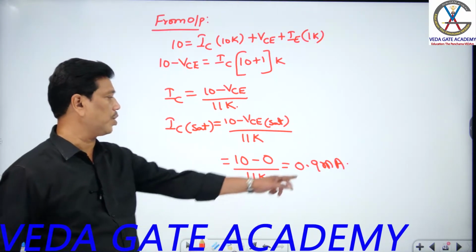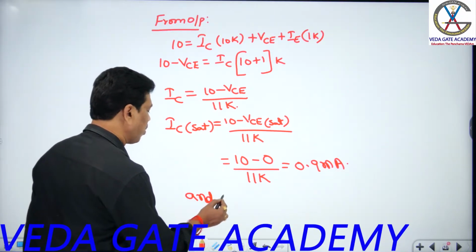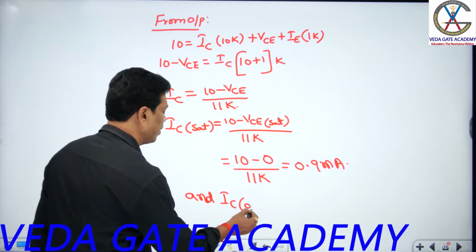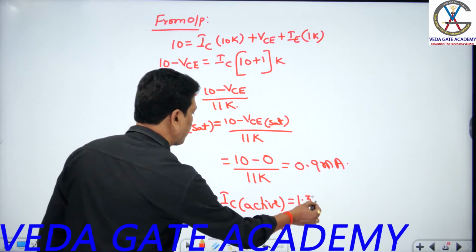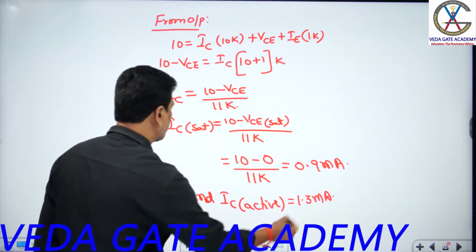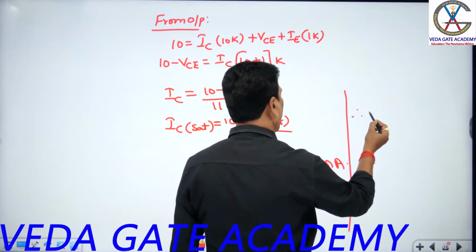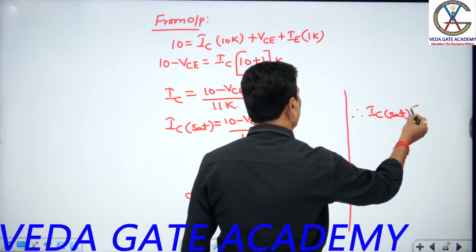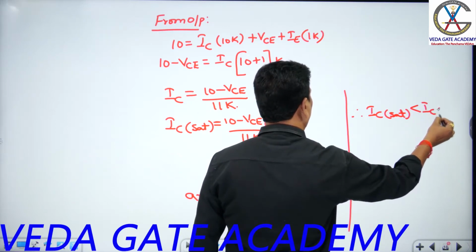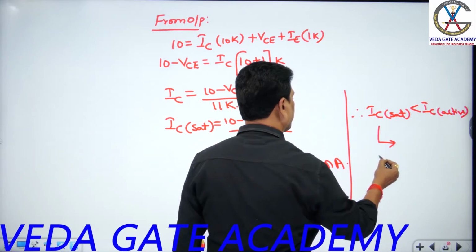So IC saturation is 0.9 milliamperes and IC active is calculated as 1.3 milliamperes. If I compare these two, IC saturation is less than IC active. Therefore, based on this, it is in saturation.